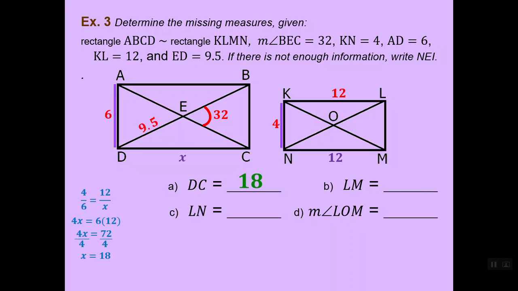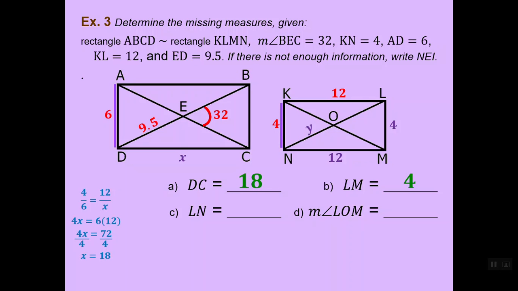LM, you can see, is the side opposite to KN, so we know that's 4, so that one is a little bit more straightforward. LN is the diagonal. We don't have any information about that diagonal, but we do in our larger rectangle. We know that the length of ED is 9.5. So I can use the same situation and solve a proportion.